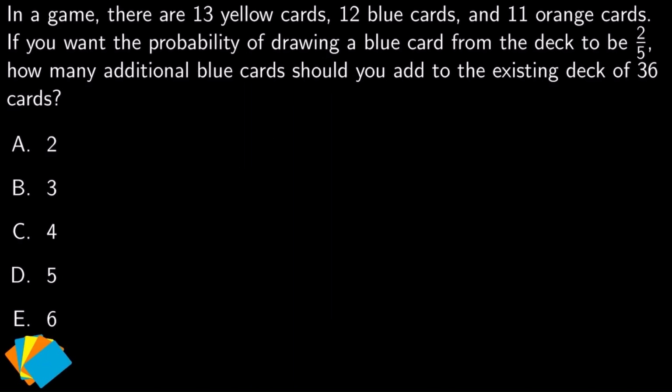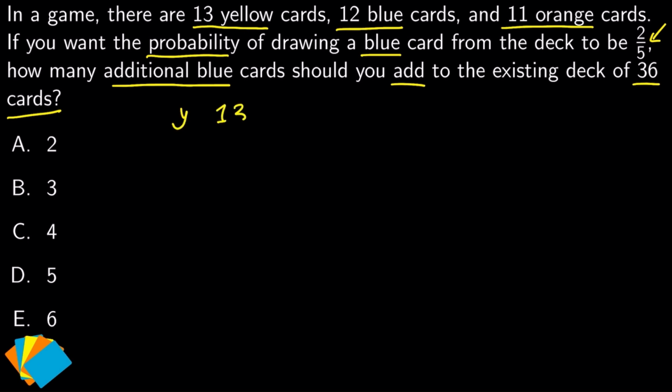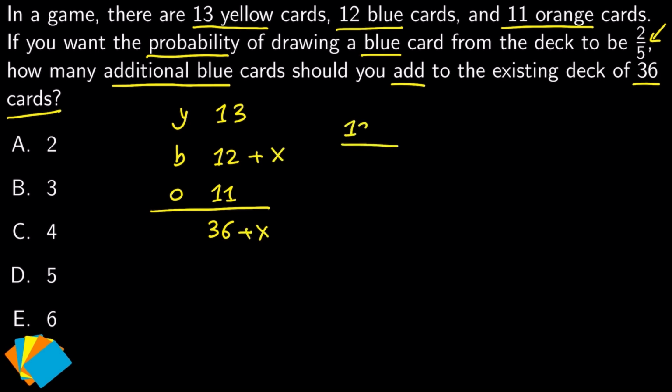Okay, let's begin. In a game, there are 13 yellow, 12 blue, and 11 orange cards. If you want the probability of drawing a blue card from the deck to be 2/5, how many additional blue cards should you add to the existing deck of 36 cards? So we have got 13 yellow, 12 blue, and 11 orange cards. The sum is 36. We want to know how many additional blue cards we should add so that the probability of drawing a blue card from the deck is 2/5.